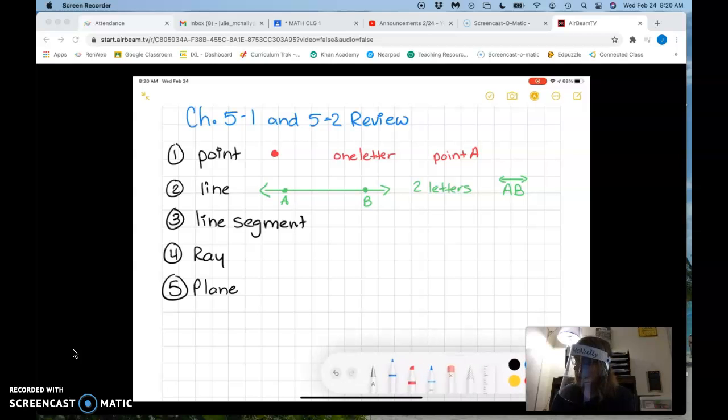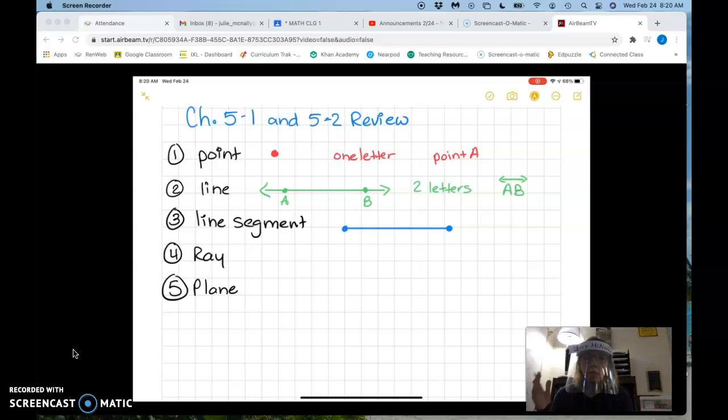And a line segment is what? 2 dots on each end. Yes. Good. It's a line that has a point on each end. So it does not go on forever in both directions. It has a starting point and an ending point. And how do we name a line segment? 2 points or 2 letters again. Good. So I could call this line segment CD.